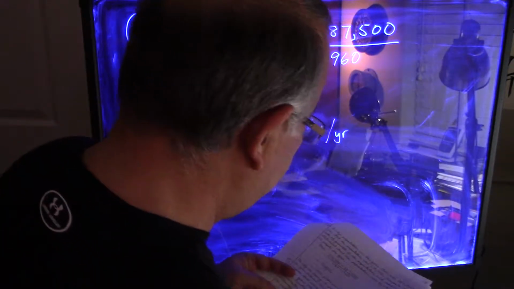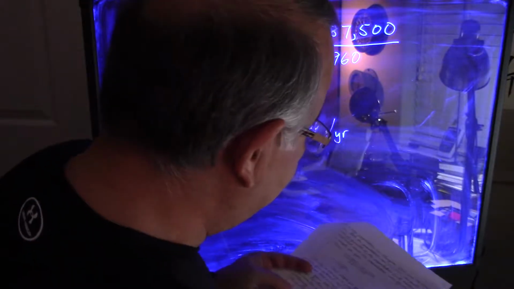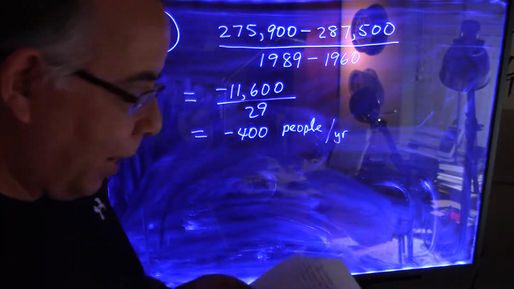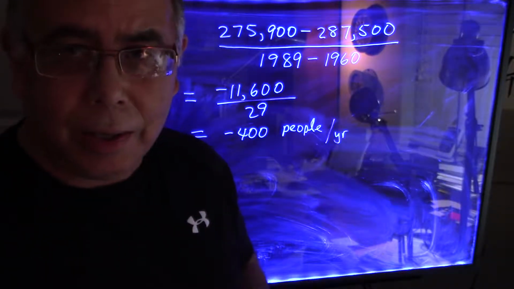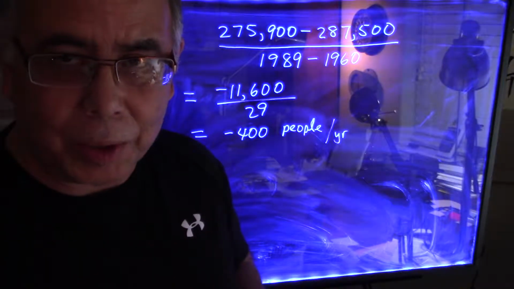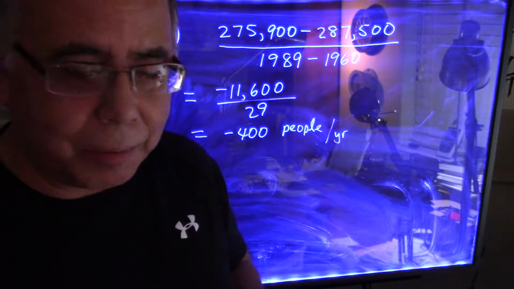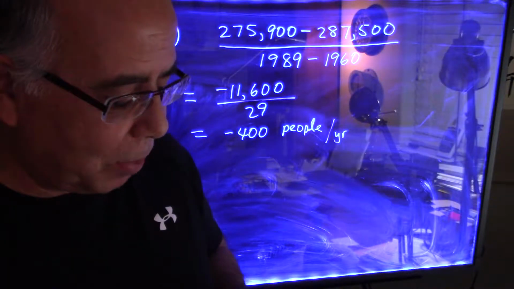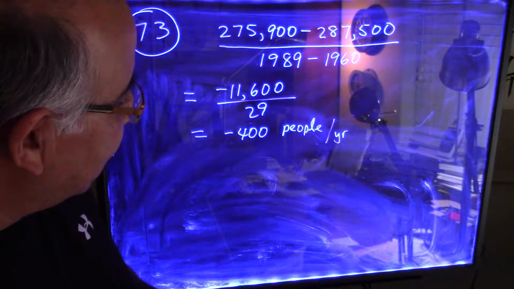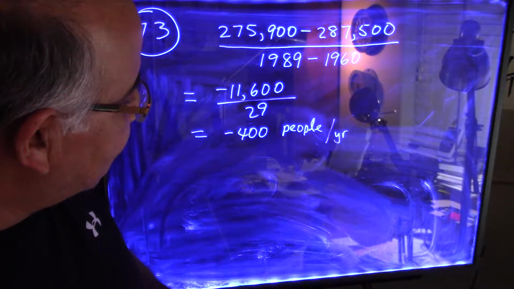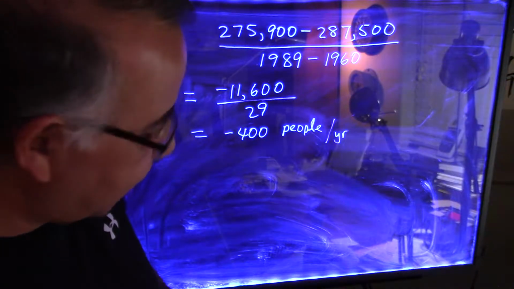In other words, since it's negative, the city is losing people at the rate of 400 per year between 1960 and 1989. Whether it's the same figure before that date or after remains to be determined. But between those two dates, we can say this is the definite figure. They're losing 400 people per year.